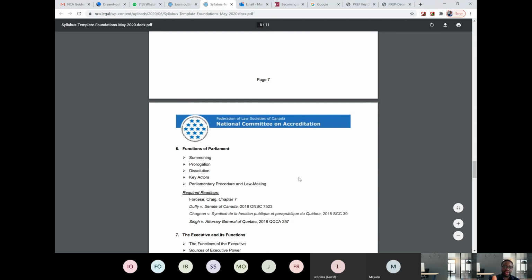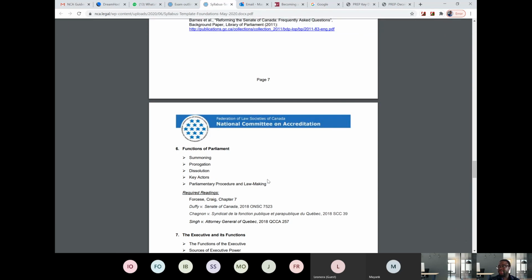Another thing we'll talk about is key actors in the parliament. So we'll be looking at political parties and the speaker, the function of political party and the function of the speaker. I asked earlier if you can have independent candidates in Canada. Does anybody have an answer to that? Can you have independent candidature in Canada?